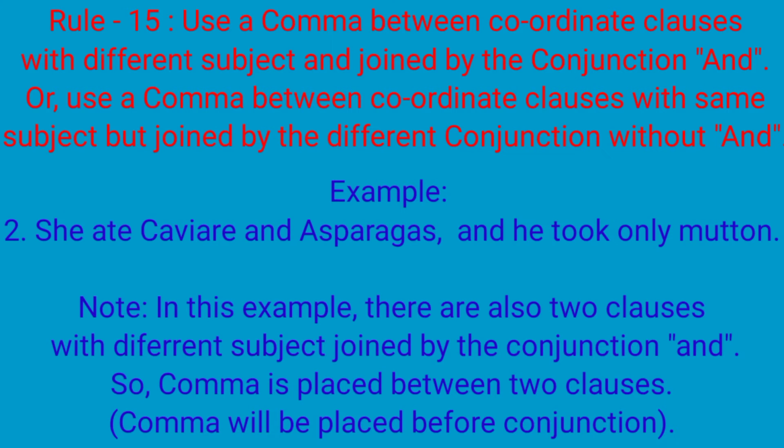Example 2: she ate caviar and asparagus and he took only mutton. In this case, two clauses are joined by the conjunction and, but the subjects of both clauses are different. So before the conjunction, to separate the clauses, a comma is placed.